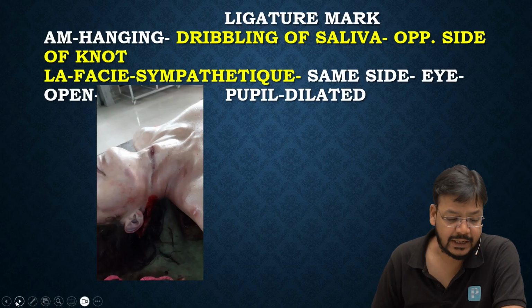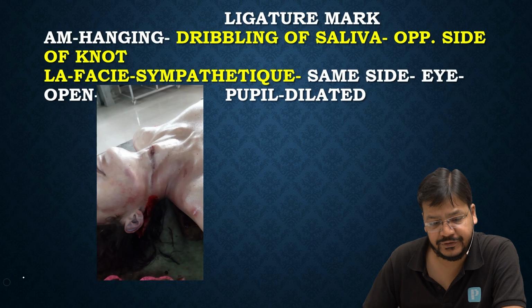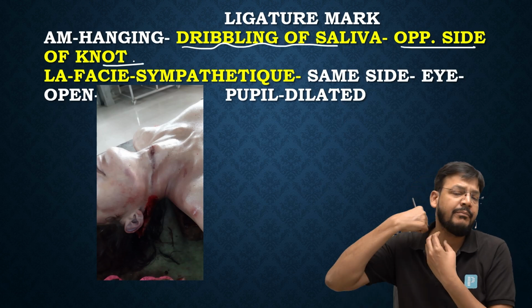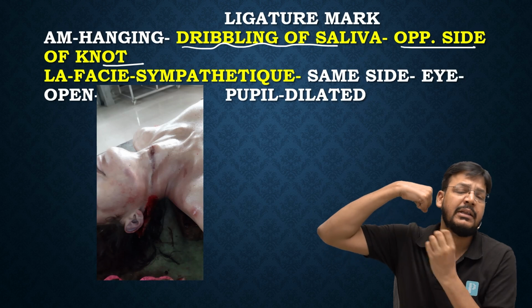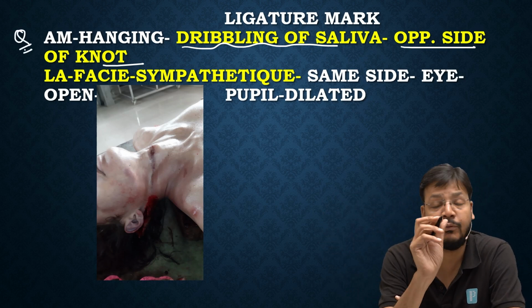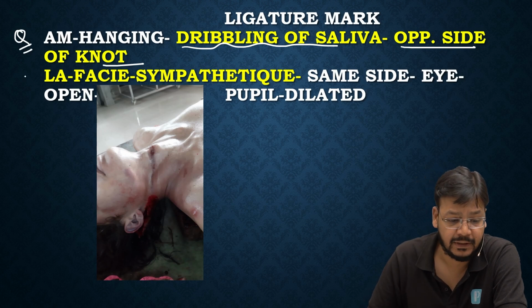Now, sir, you can see the dribbling of saliva. It is mostly seen on the opposite side of the knot, because, see, this is the knot, the maximum pressure will be on the opposite side of the knot. This is dribbling of saliva, the most characteristic finding of antemortem hanging.